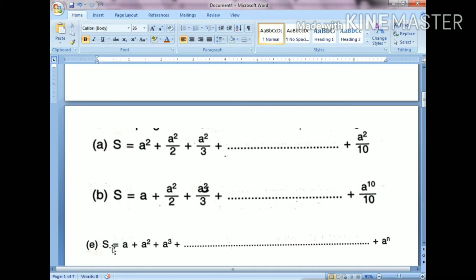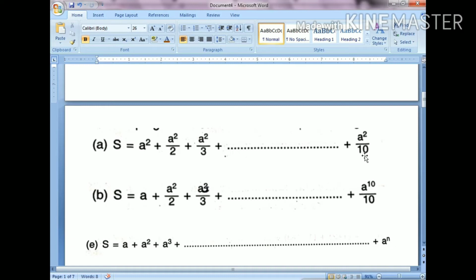Just the difference is one, there is no denominator. B and E has a similar difference, that does not have a denominator. Now what is the difference between A and B? In A, here a square by 1, here a square by 2, a square by 3, that means the next value is a square by 4, and the last value is a square. So that means the numerator is always a square and the denominator is the value of I.